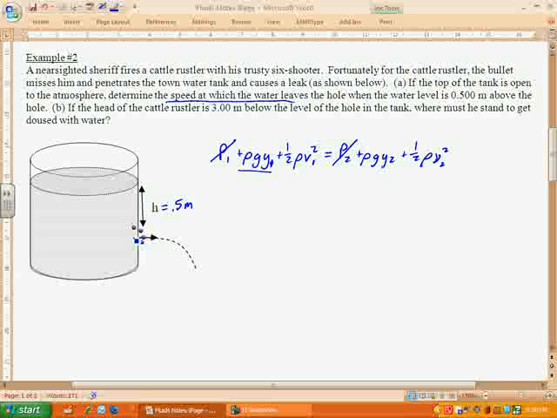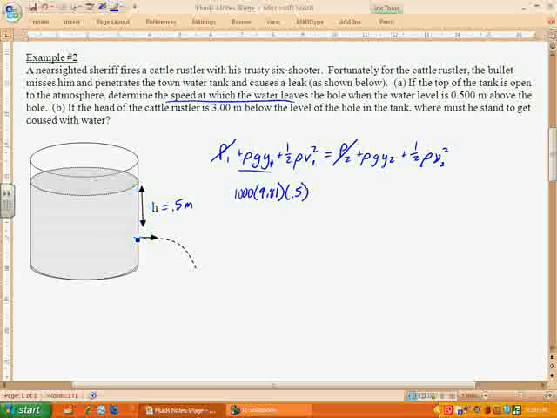Okay, now we talked about in class how if we have a large container, then we can assume that the velocity at that place where it's a large container is essentially 0. And so right here on this side of the hole, where the height is 0.5, we consider that velocity to be 0, and so that term is going to go away. Really all we have then is the pressure due to the height of the water.